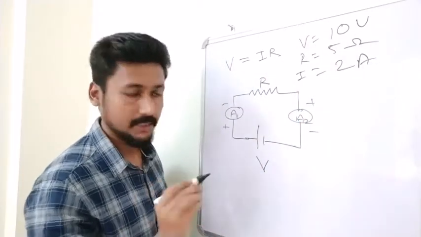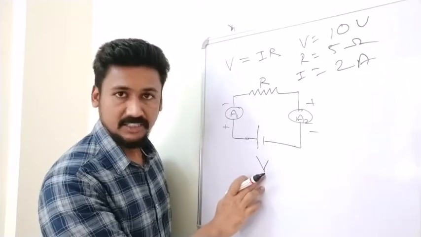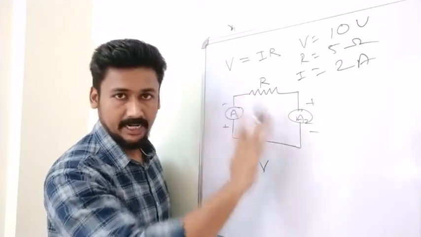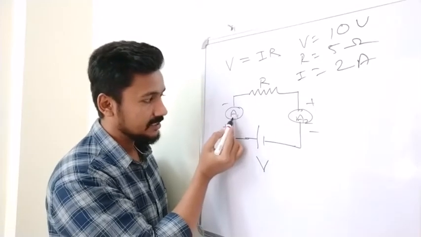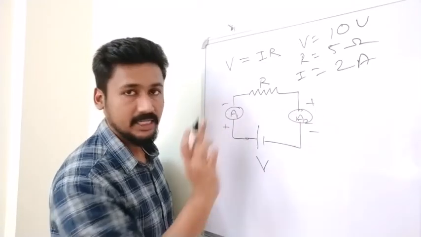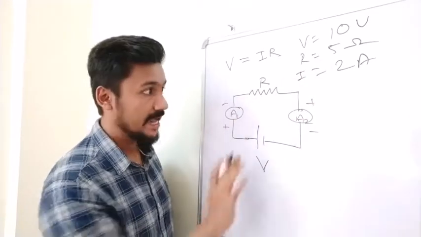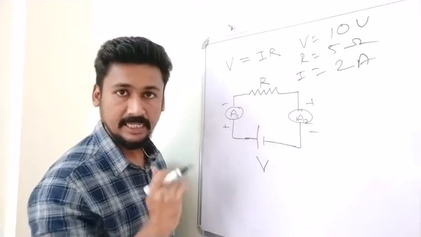Now here is the question. I have a potential difference V over here, correct? Now the current is going to flow through the circuit. I have two ammeters, A1 on this side and A2 on the other side. Which ammeter will give a reading of 2 amperes, and which ammeter will give a lesser reading?